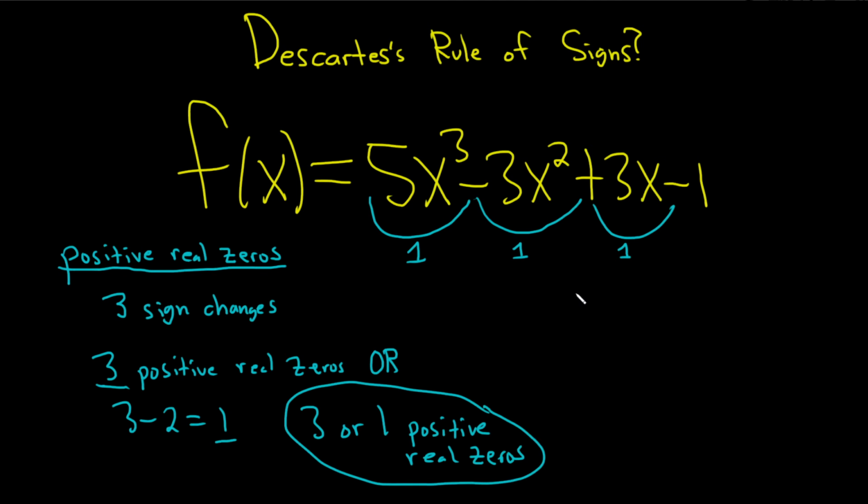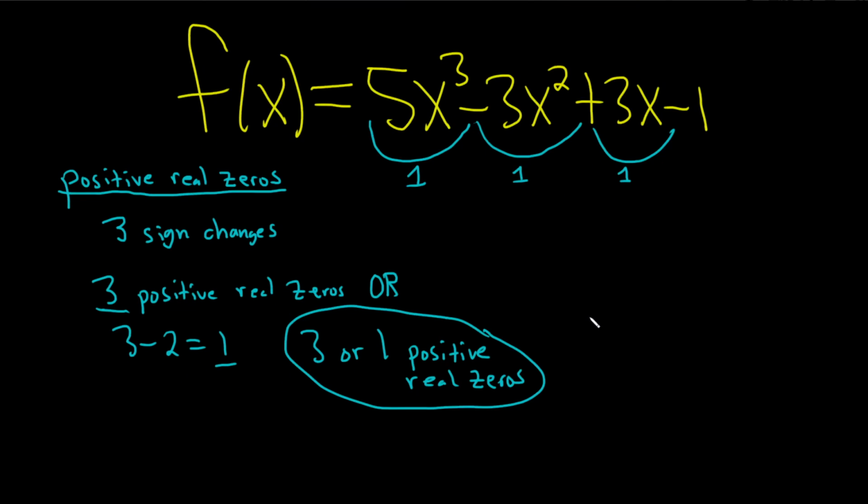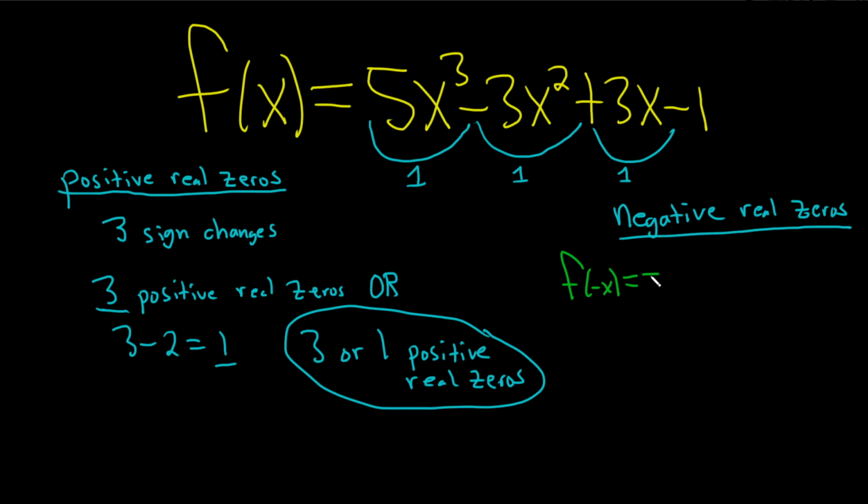All right, so now we have to look for negative real zeros. And so the way that works is we do the exact same thing, except we do it with f of negative x. So I'm going to go ahead and plug in negative x into our function. So this is f of negative x, and that's equal to 5 times negative x cubed minus 3 times negative x squared plus 3 times negative x minus 1. Going kind of fast, but basically putting a negative x everywhere you see an x here.